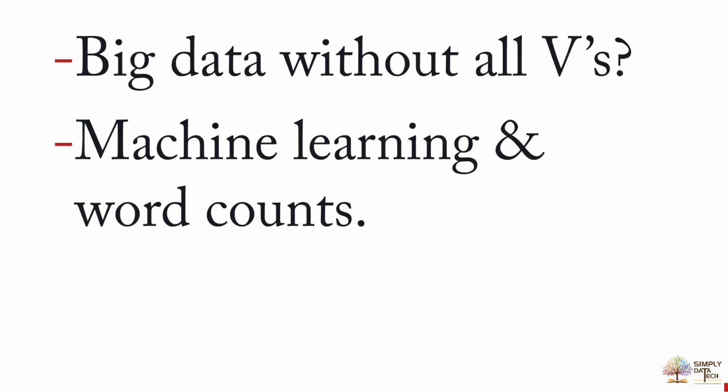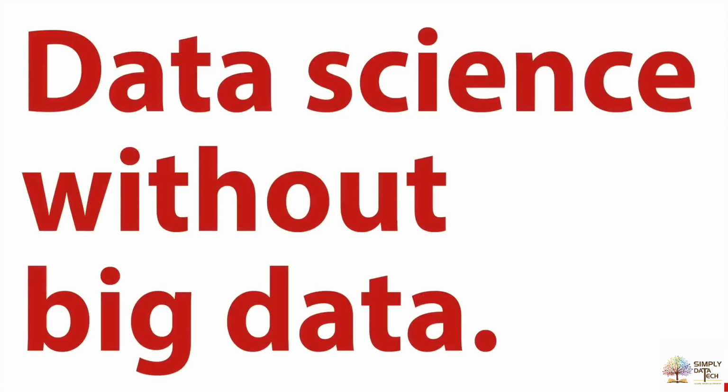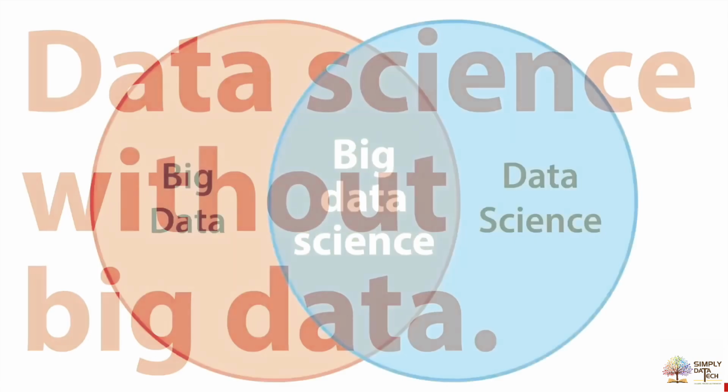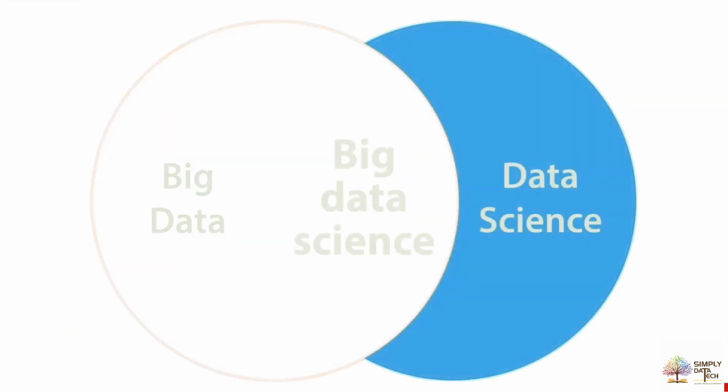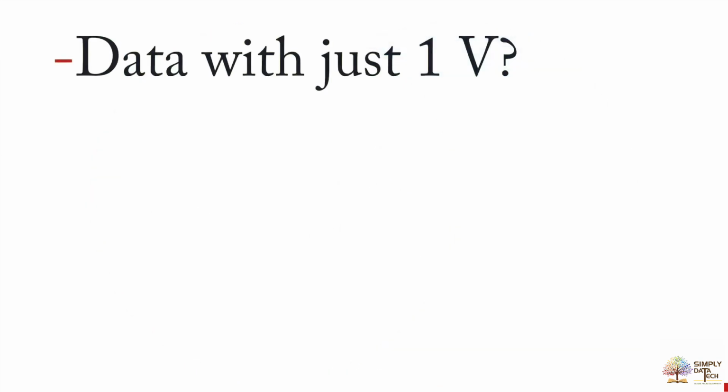On the other hand, to do any of these, you're going to need to have at least 2 skills. You're going to need to have the coding, and you will probably have to have some sort of quantitative skills as well. So how about data science without big data? That's the right side of this diagram. Well, to make that happen, you're probably talking about data with just one of the 3 V's from big data. So either volume or velocity or variety, but singly.